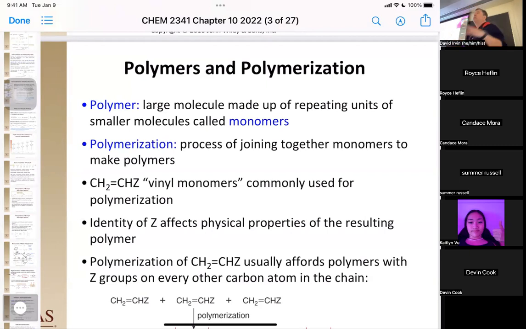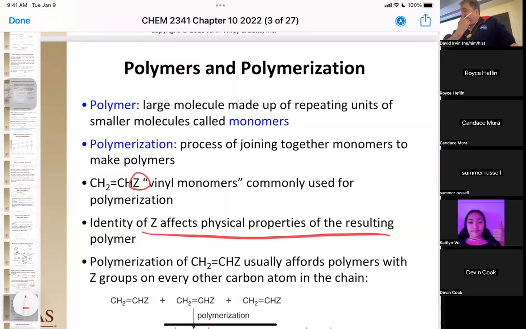Okay, so in the case of vinyl polymers, we have a C double bond C, and then there's something else on there. Okay, that Z could be a number of different things, and I'm going to show you a few. And as you change Z, it changes the property of the polymer. Okay, so if it's something big and bulky, you're going to get something tough. If it's something small, you're going to get something rubbery. If it's something like chlorine, you're going to get something that's very different than everything else.